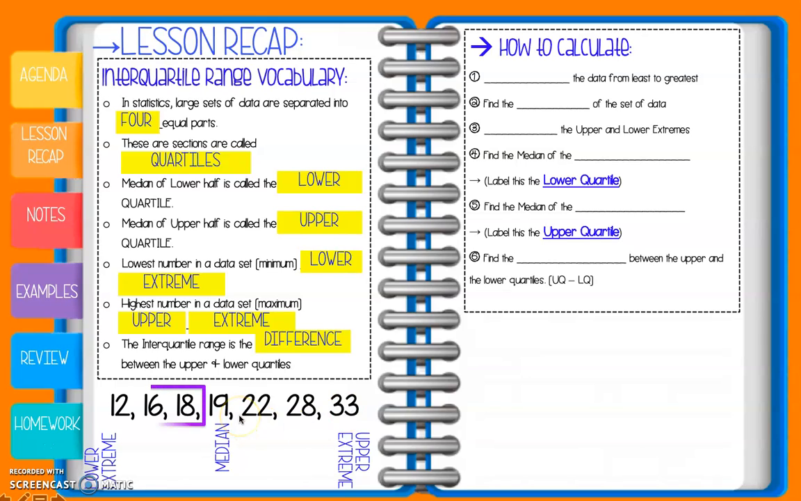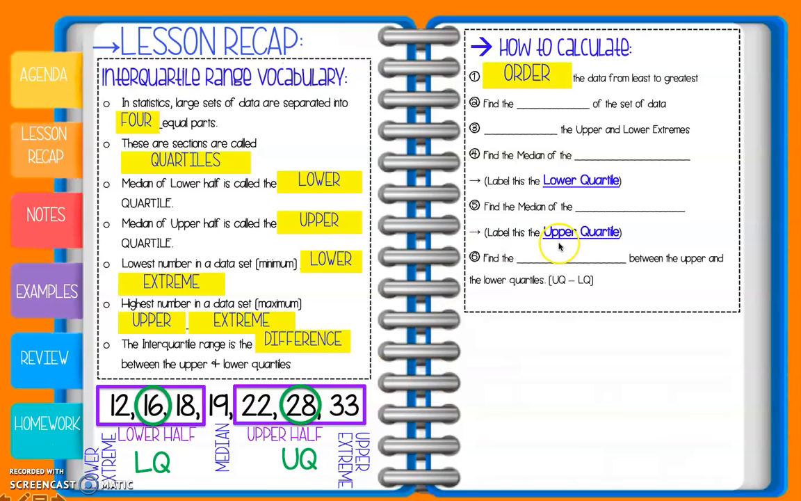So 12, 16, and 18 would be on my lower half. 22, 28, and 33 would be on my upper half. The median of the lower half, all we would have to do is cross out 12, cross out 18. The median of that lower half is 16, so that's our lower quartile. The median of the upper half, we would cross out 22 and 33, and 28 would be the median of the upper half, so that's our upper quartile.